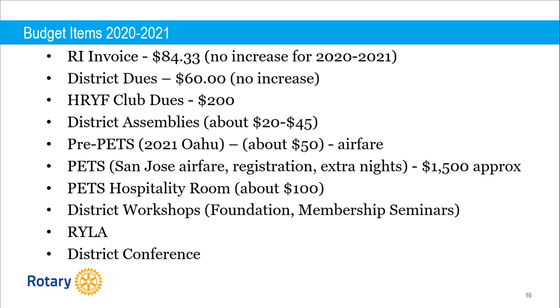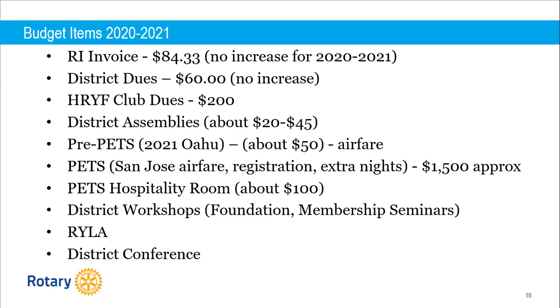PETS is San Jose, so you're looking at airfare, registration, 2 extra nights if they're coming in Thursday night and staying Sunday night because of the Hawaiian Airlines flight, the schedule. So it's approximately $1,500 to go. Then the PETS hospitality room is about $100 for the things that we offer the other districts in the hospitality room, and also the refreshments for the president-elects.